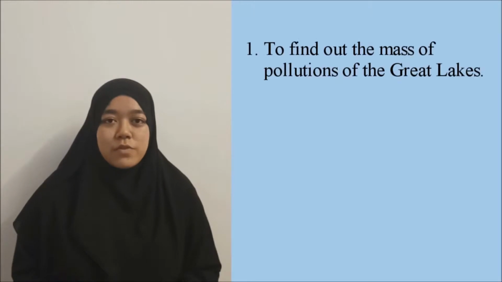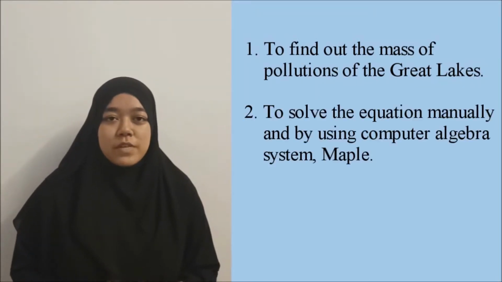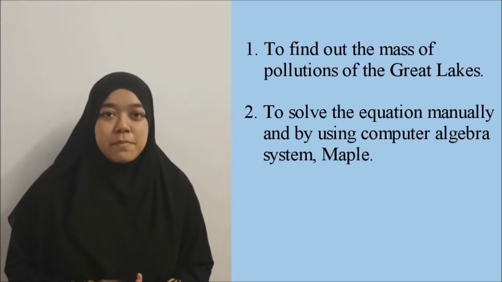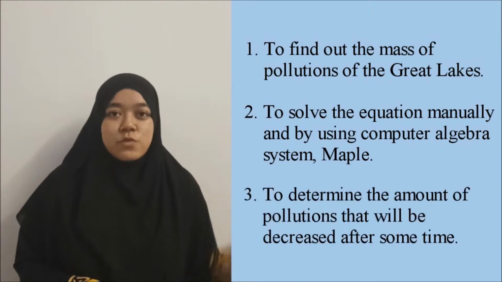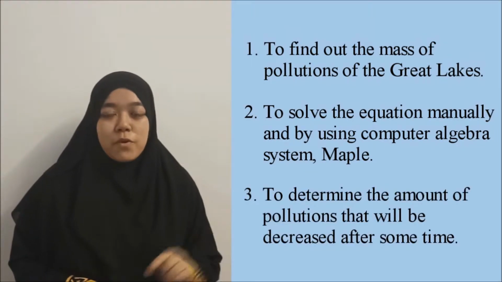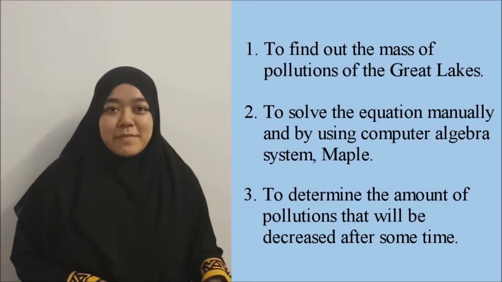First is to find out the mass of pollution of the Great Lakes. Second, to solve the equation manually and by using the computer algebra system, Maple. And the third one is to determine the amount of pollution that will be decreased after some time.